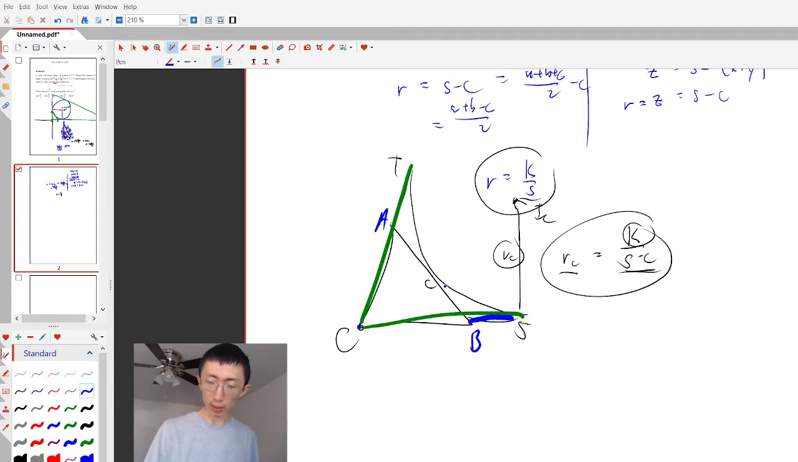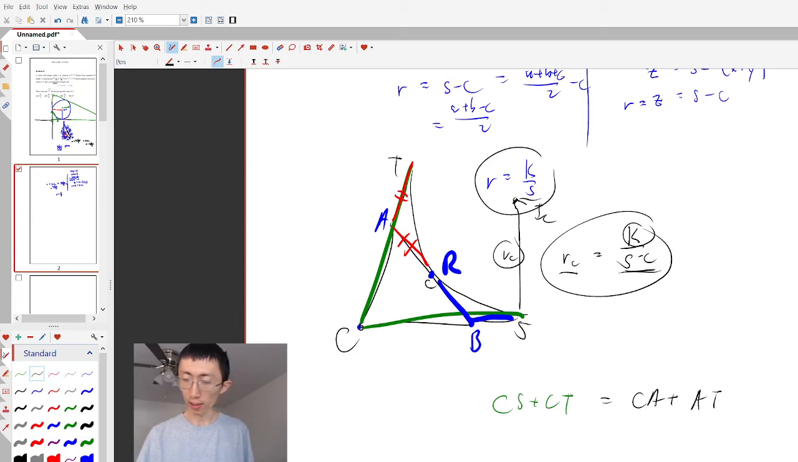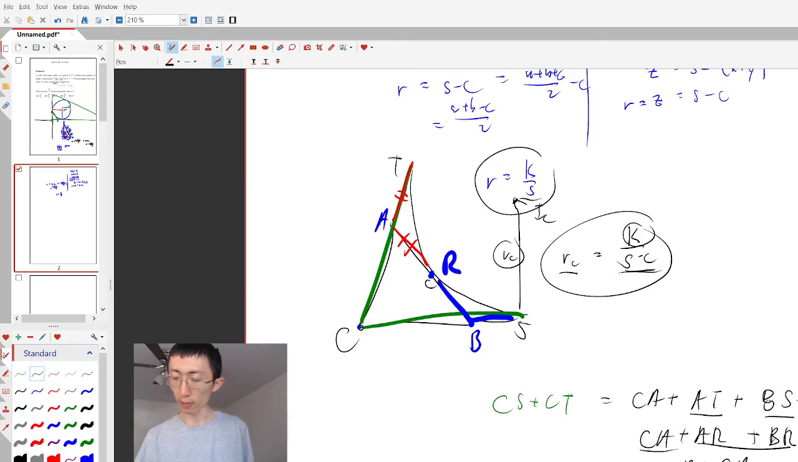Because by equal tangents from B, those 2 are equal, let's call that point R. By equal tangents from A, these 2 tangents are equal. So you can see that the sum of the green segments is equal to the perimeter. CS plus CT equals CA plus AT plus BS plus CB. But then this is equal to the other tangent, this is equal to the other tangent, and this is just the perimeter. So this is AB plus CA, that's AB, that's CA, and that's CB.